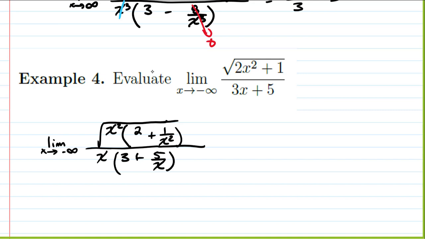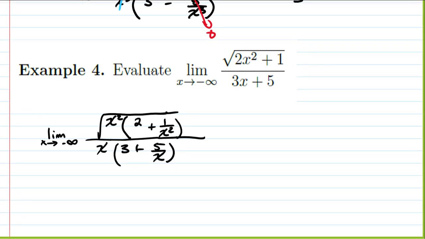So we did this because the square root of x squared is x. And I'm going to put a question mark on that because that's important too. Because is it really? Well, we'll get there in just a second.